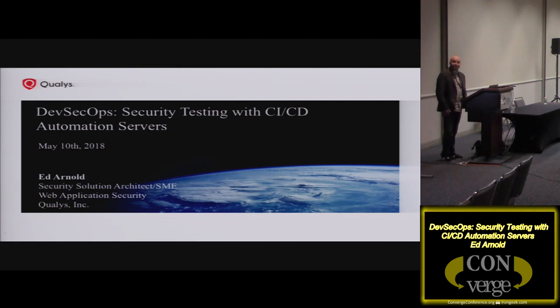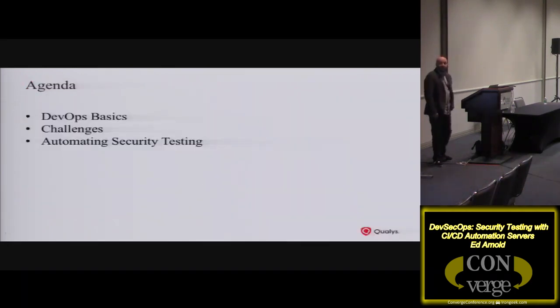All right, so as he stated, we're going to be talking DevSecOps, specifically doing security testing with automation servers, your Jenkins, your Team Cities, your Team Foundation servers. I'm Arnold. I'm a solution architect and subject matter expert in the web application scanning product for Qualys, but I'm going to try to keep the Qualys talk low. So we're going to cover a little on DevOps, what it is, the challenges faced by that new development style when it comes to security, and then how to get ourselves right back into that process.